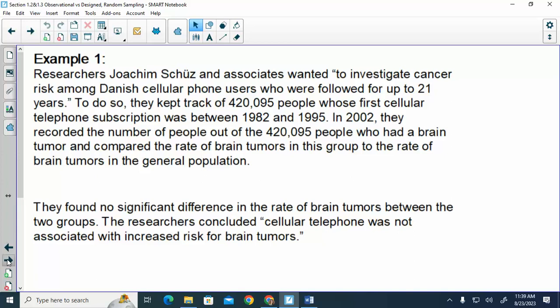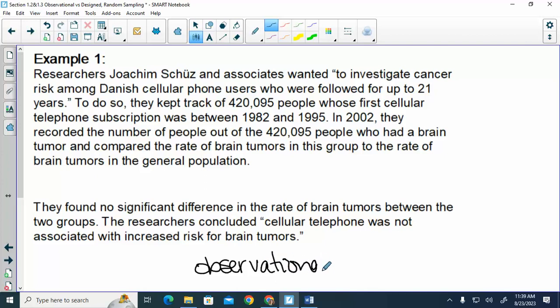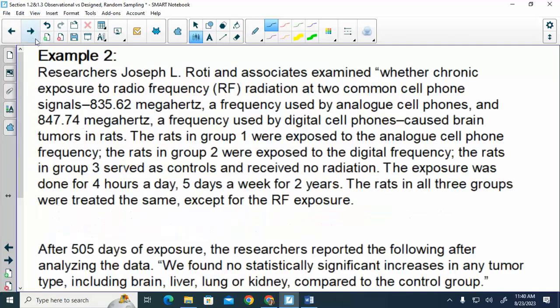They found no significant difference in the rate of the brain tumors between the two groups. So they concluded that cell phone was not associated with an increased risk of brain tumor. Would that be an observational study or a designed experiment? Observational. Okay, all they did was watch and see what happened. They didn't control anything else. Let's look at another one.